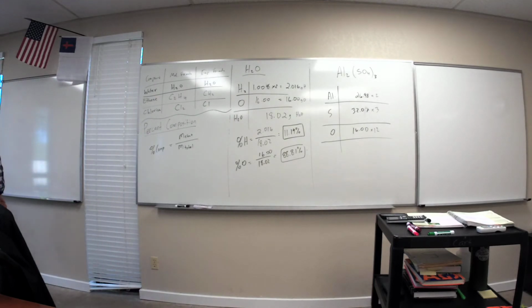What are we finding, the percent? You showed no work. Sorry, are we doing the percent composition or something? Of each of them. Okay. Aluminum, sulfur, and oxygen.